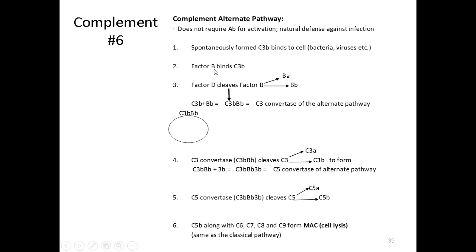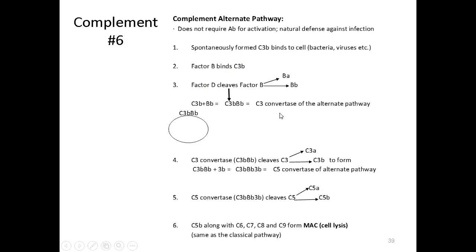We have something called factor B that binds to that C3b. And together, they make factor D, and factor D cleaves factor B into pieces, and you can see there's an A and a B piece. Please don't worry too much about these details, but what's important to note is that all of this breaking apart and things coming together, we end up with something called C3b, big B, little b, and this is known as the C3 convertase of the alternate pathway.